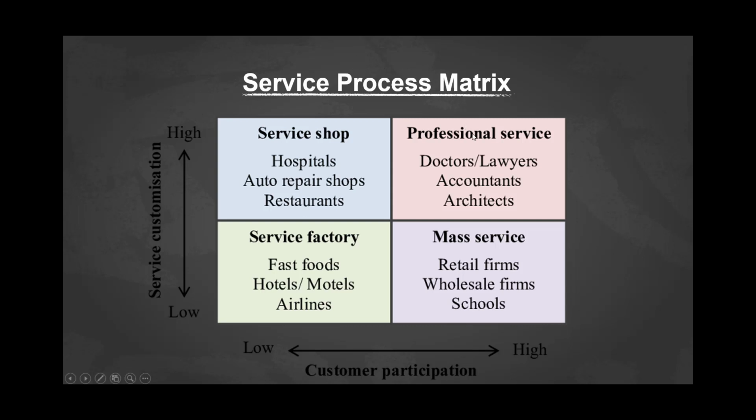Now finally, the upper right quadrant contains firms with a high degree of labor intensity and high degree of interaction and customization. The upper right quadrant is labeled professional services. Doctors, lawyers, accountants, architects, and investment bankers are typical service providers that tend to be labor intense and have a high degree of customer interaction and customization.